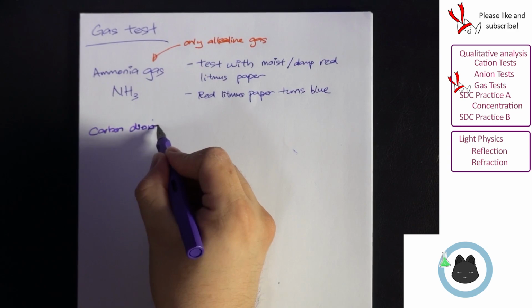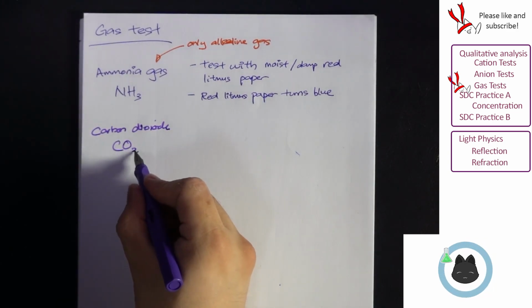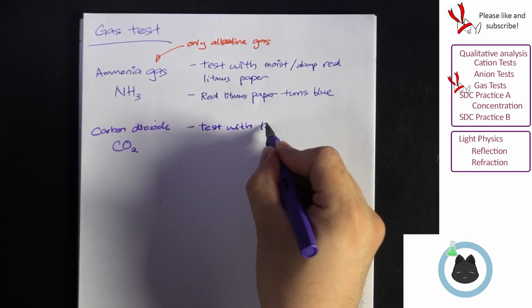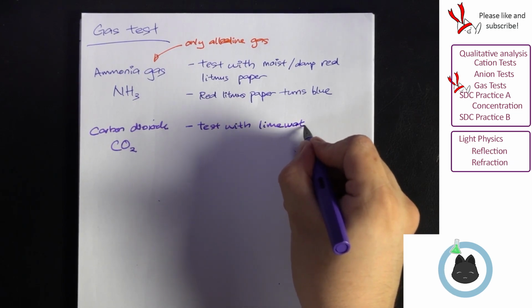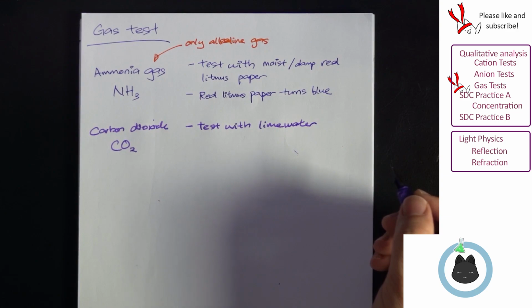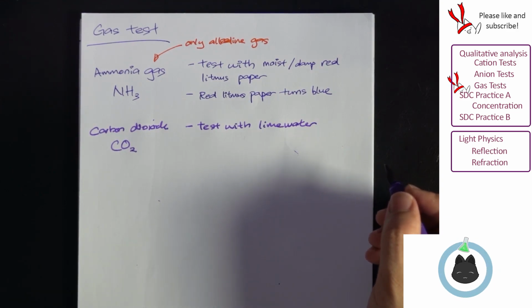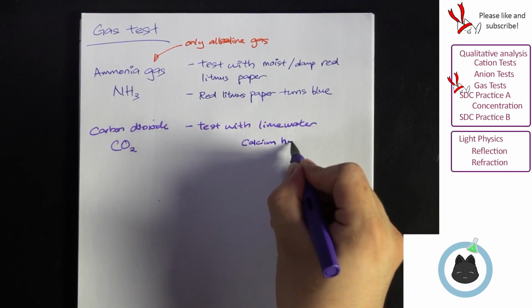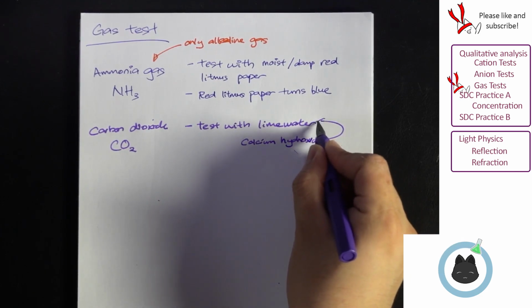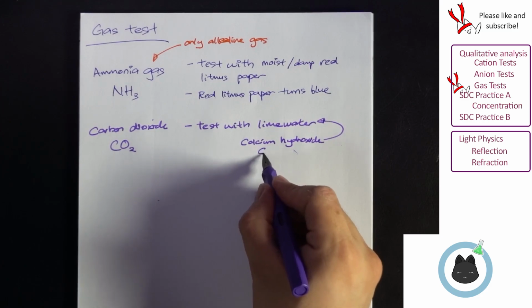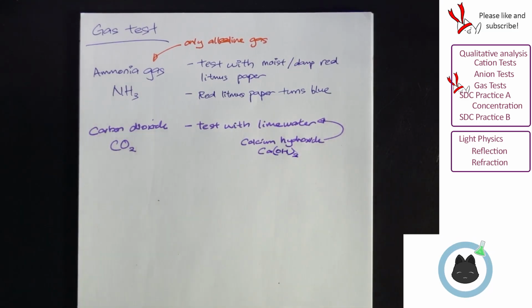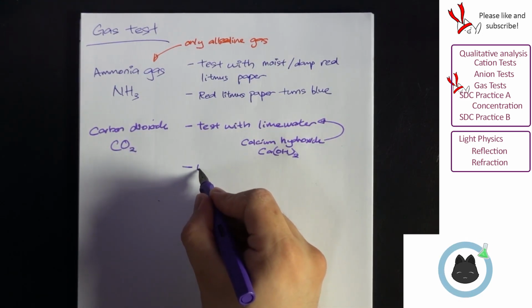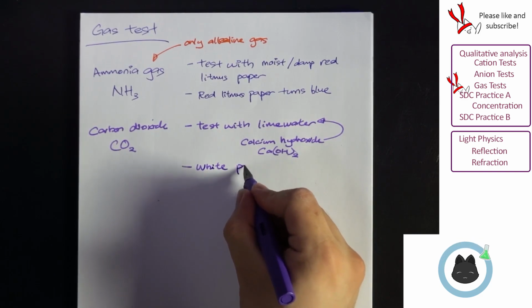For carbon dioxide, it's very easy. You test with lime water. Here comes the additional question: what is lime water in terms of chemical formula? Lime water is calcium hydroxide. In O levels, there are chances that it's asking you what lime water is. So it's calcium hydroxide. When lime water is tested with carbon dioxide, it will form a white PPT.